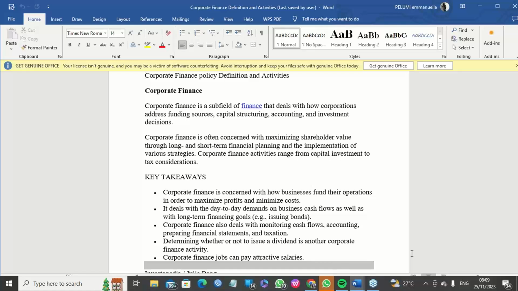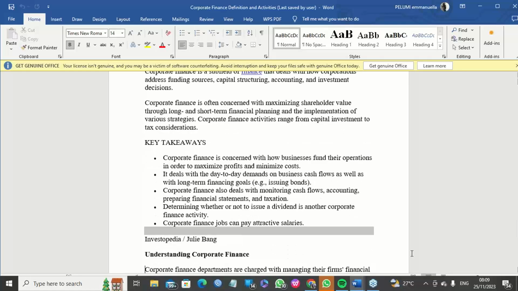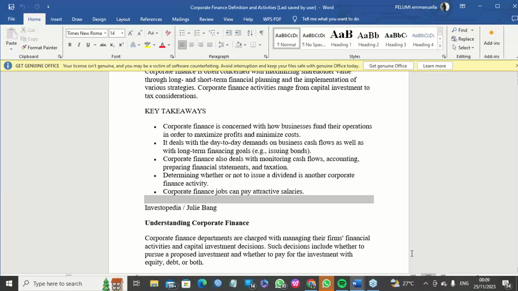It's often concerned with maximizing shareholders' value through long and short-term financial planning and the implementations of various strategies. So corporate finance activities range from capital investment to tax consideration. So we look at some keywords. We say that corporate finance is concerned with how businesses fund their operations in order to maximize profit and minimize costs. Two, it deals with the day-to-day demand on business cash flow as well as with long-term financing goals.